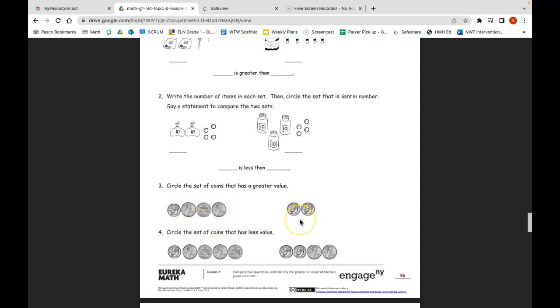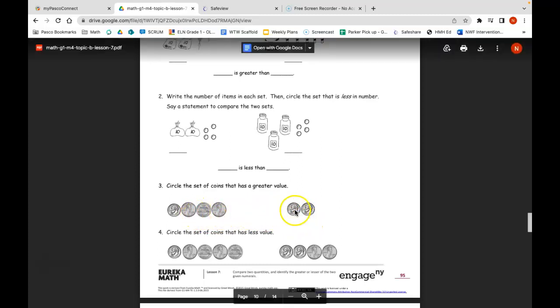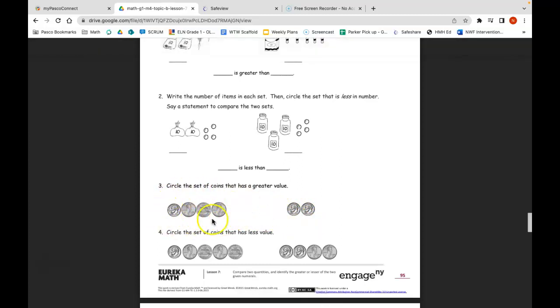Write that number here, and then I want you to circle the set of coins that is greater. So which one of these has a greater value or a bigger number? Is it this set of coins or is it this set of coins? Circle the set of coins that is greater.